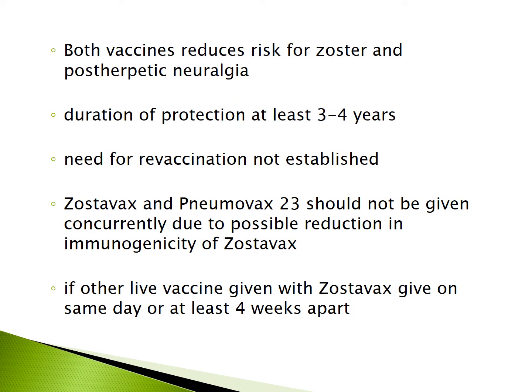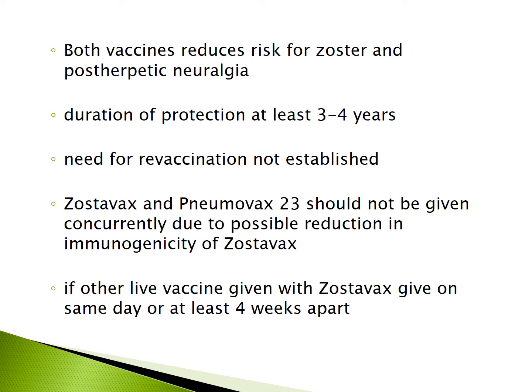So both vaccines reduce the risk for zoster and postherpetic neuralgia, and the duration of protection is at least 3 to 4 years, and that's still out on Shingrix. We're thinking it's probably going to be 4 years according to the studies. The need for them to be revaccinated has really not been established. Zostavax and Pneumovax should not be given concurrently because it can reduce the immunogenicity of the Zostavax, whereas with Shingrix, you can give it concurrently with that and with influenza. And the studies have shown that that is effective.